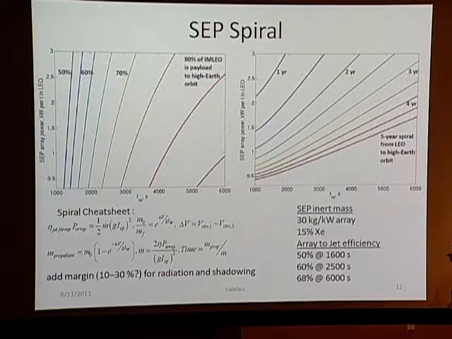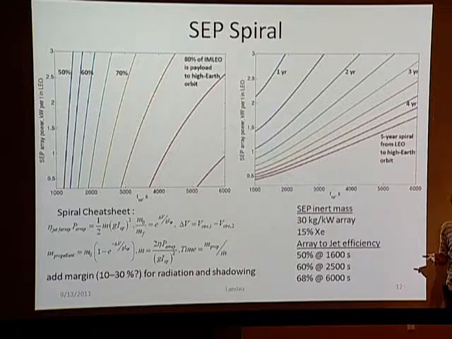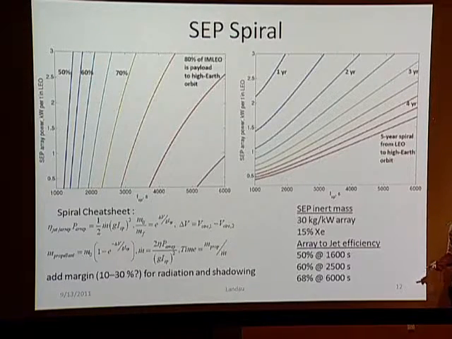The sort of design point that I roll with is 3,000 second ISP and about twice your power in kilowatts as your IMLEO in tons, which gives you 70% of whatever you launch up as payload. So if you have a 100-ton launch vehicle, 70 tons of that is useful payload. That's not even including the solar electric propulsion system that gets you up there. That's 70 tons is what you can send off into space.